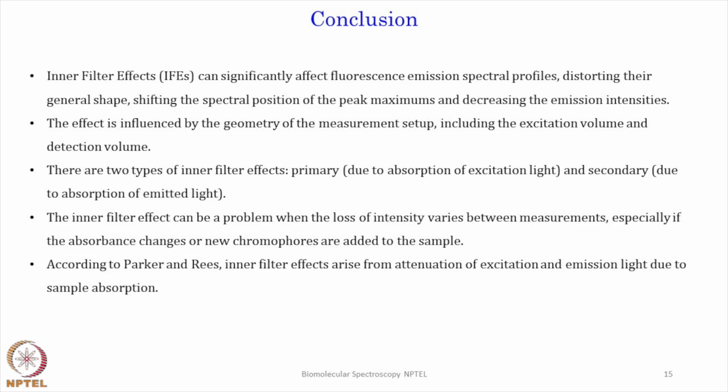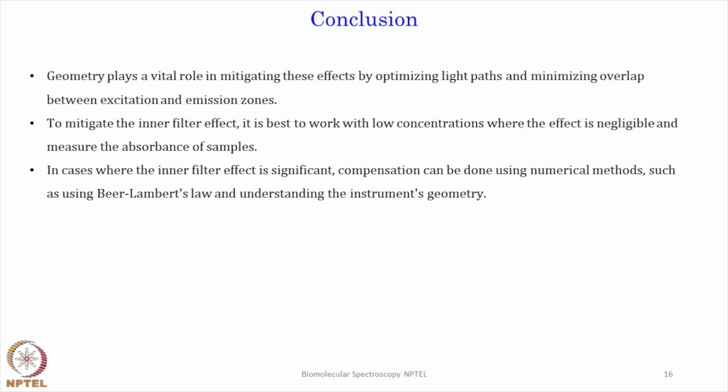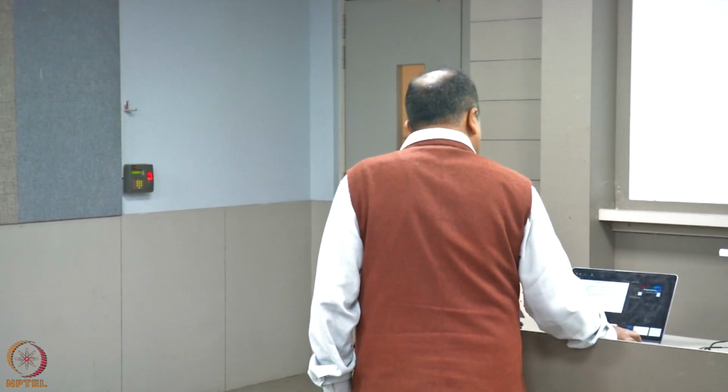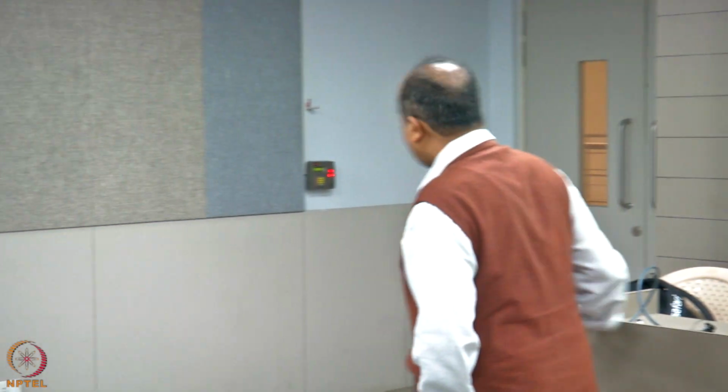The sample absorbs the light. Geometry plays a vital role, as we discussed, and we can optimize it by putting the emission optics at a certain angle. We can mitigate the inner filter effect by working with a low concentration sample and also changing the optics, and there are some corrections that we already discussed, where you can mathematically correct it and have a better handle on the inner filter effect. So, that was one concept that I wanted to discuss, the inner filter effect.